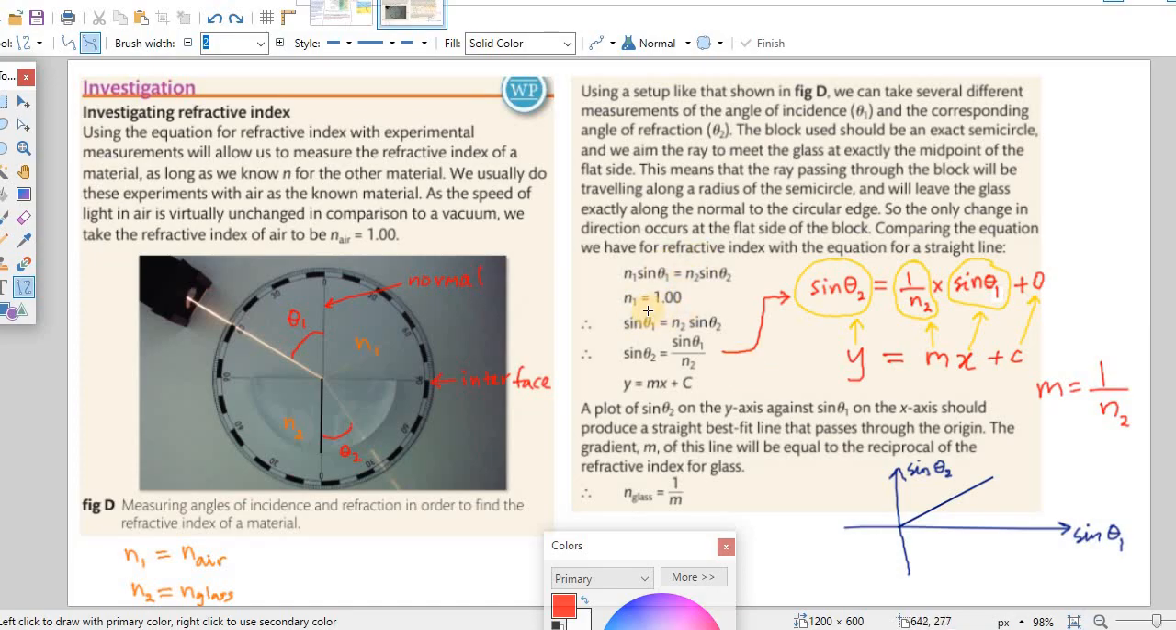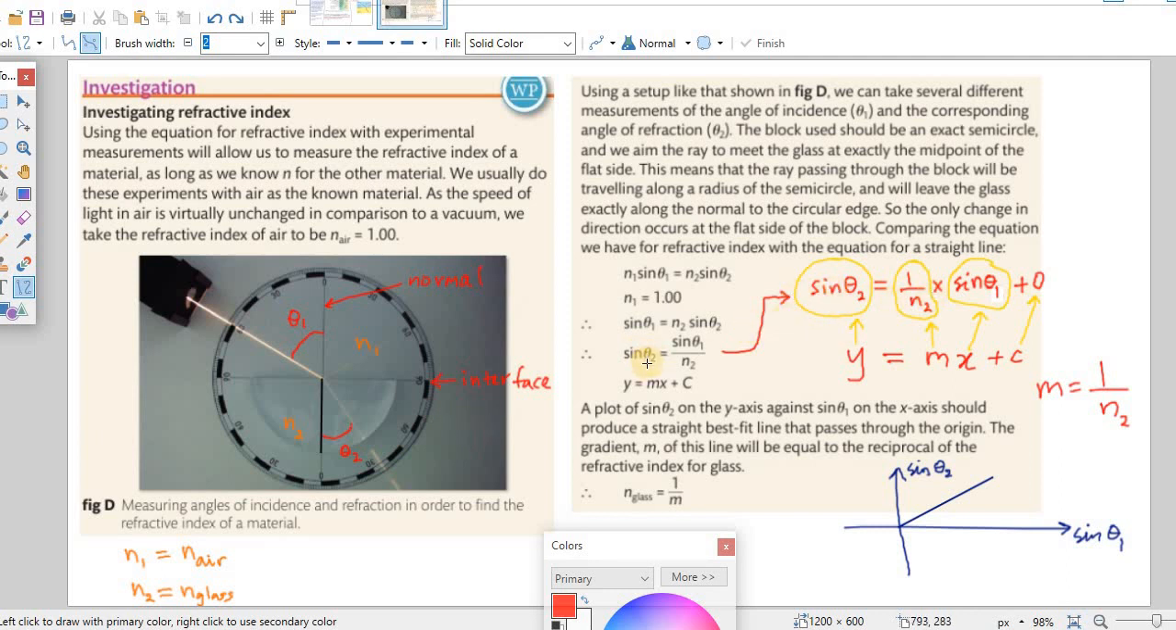Now we substitute 1 for n1, then we get this. I explained this also previously, and then we make sine theta 2 the subject of the equation. Now sine theta 1 we take as x because it's the independent variable. In the case of the graph, since we take x to be the independent variable, sine theta 1 is the independent variable. Theta 2 is the dependent variable, so we take sine theta 2 to be the dependent variable. Why? Because theta 2 depends on theta 1.